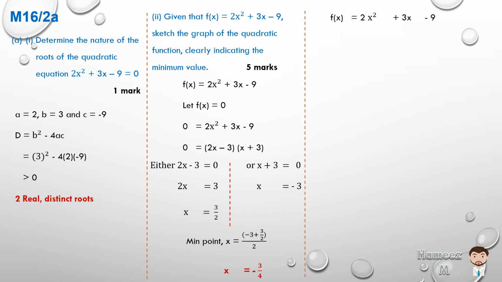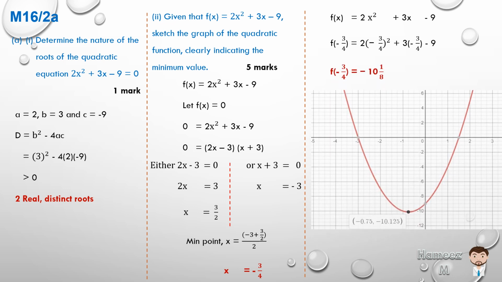F of x equal to 2x squared plus 3x minus 9. And f of minus 3/4 would be equal to 2 times minus 3/4 squared, which is 9 on 16 times 2, which is 9 on 8, plus 3 times minus 3 on 4, which is minus 9 on 4, minus 9. So f of x is equal to minus 10 and 1/8.